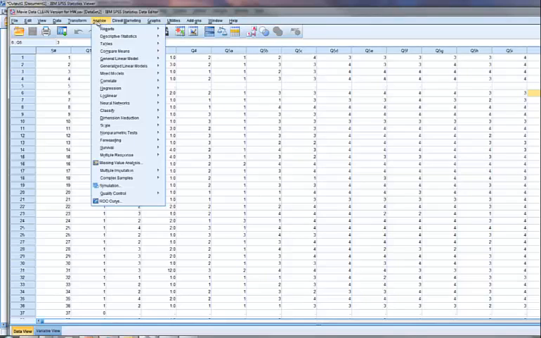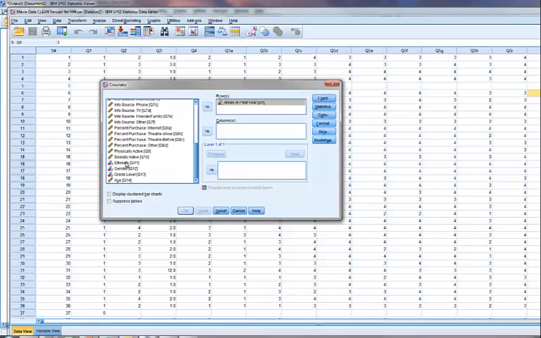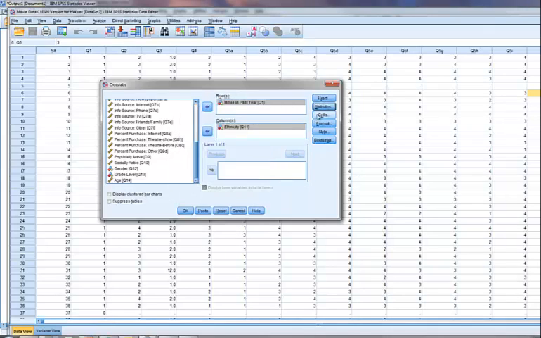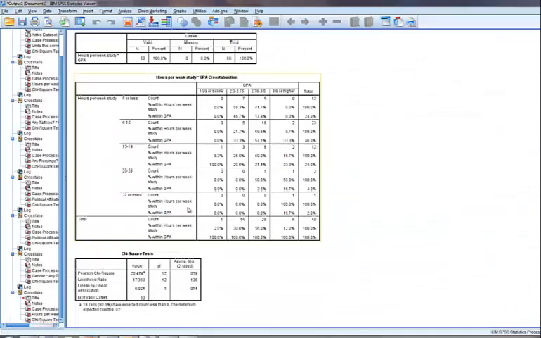So let's do analyze, descriptive statistics, crosstabs. And let's look at attending a movie in the past year, which is the first question. And let's explore that by ethnicity to see if ethnic groups have different levels or likelihoods of attending a movie within the past year. We need to click the chi-square button, and we need to make sure that row and column percentages are selected. And then let's check it out.